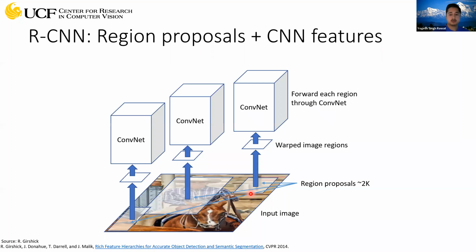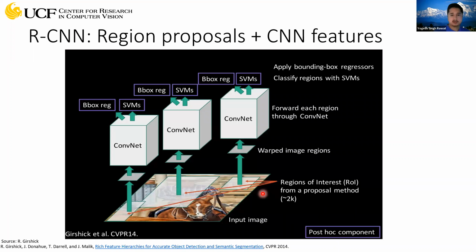Now, once you do that, for each proposal in this input image, you will know which object is present, and you will have that adjustment. So you can adjust this proposal, and that will give you the bounding box as well.